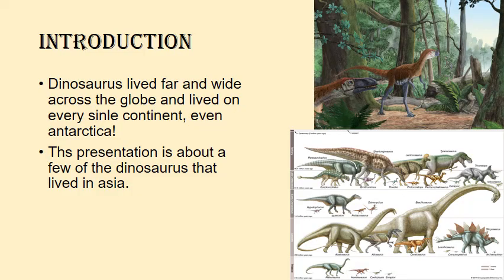As an introduction, dinosaurs lived far and wide across the globe and lived on every single continent, even on Antarctica, because back then it was actually pretty warm, and many dinosaurs were living there. In the right seasons, it would even look like an ordinary forest. So enough of that. This presentation is about a few of the dinosaurs that lived in Asia.